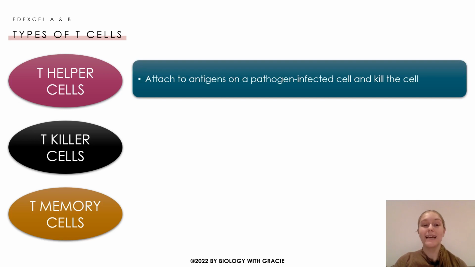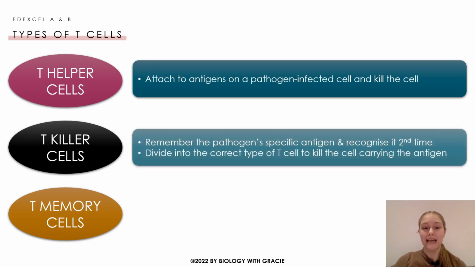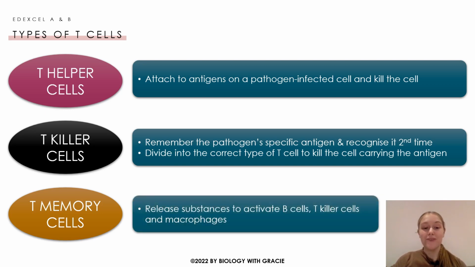So the first one of these cells attaches to antigens on a pathogen-infected cell and kills the cell. The second one remembers the pathogen-specific antigen and recognises it a second time, and they divide into the correct type of T cell to kill the cell carrying the antigen. And then finally, one of these T cells releases substances to activate B cells, T killer cells and macrophages. So pause the video now and see if you can match up these statements with the correct T cell.